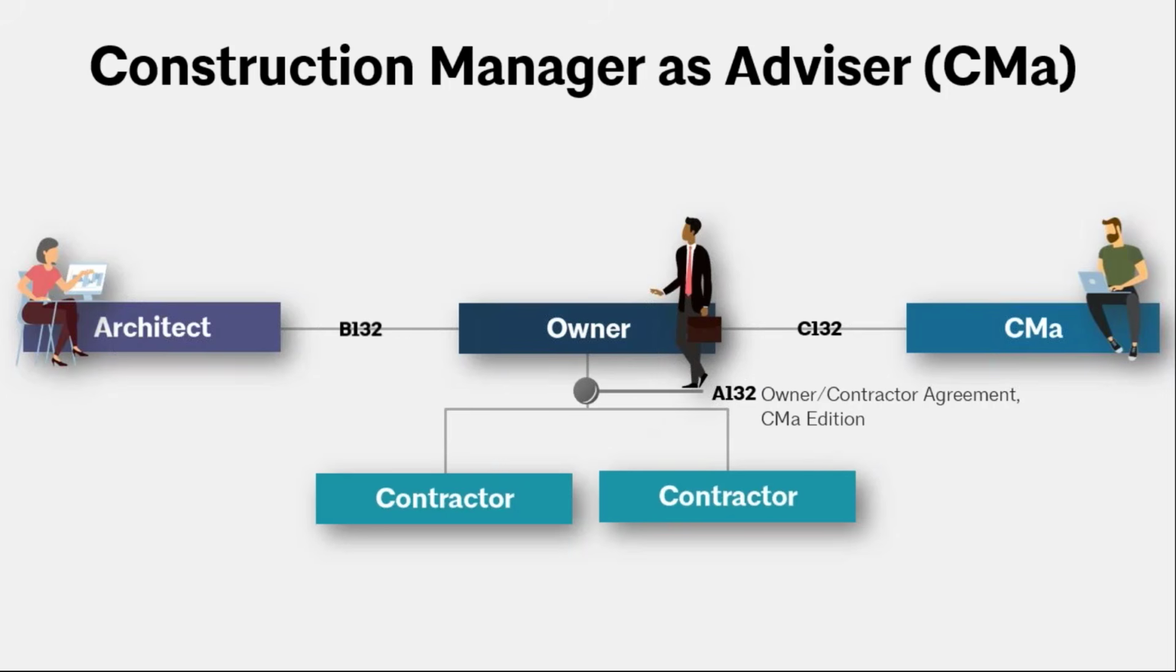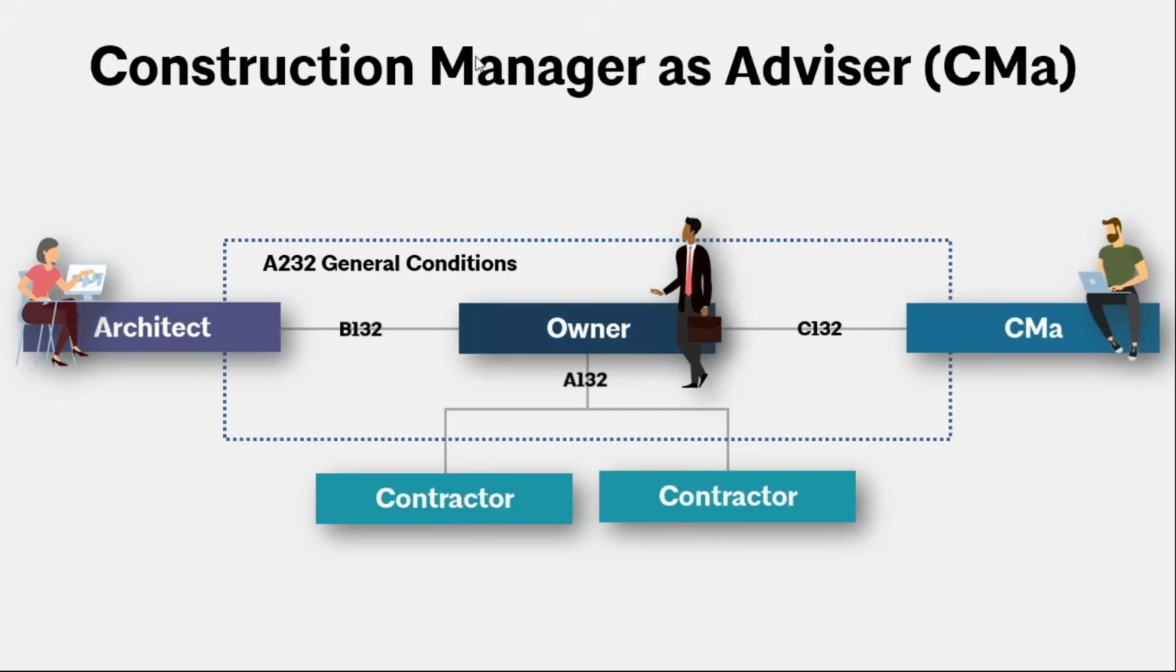I also should note that the CMA has its own set of general conditions, the A232 document. So if you remember when we covered the conventional delivery method, that first relationship diagram we covered, we had some of the same parties here. So for example, that owner architect agreement, which is now the B132 that you see on your screen, before that was, for example, the B101.